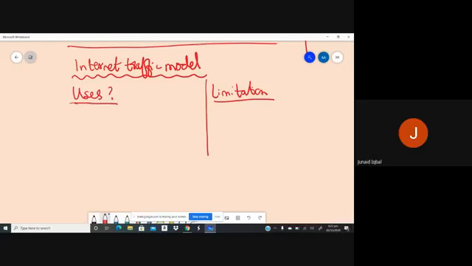Sir, one definite use would be future capacity planning. Okay, that's very good. Internet traffic modeling can help in that. What's your name?